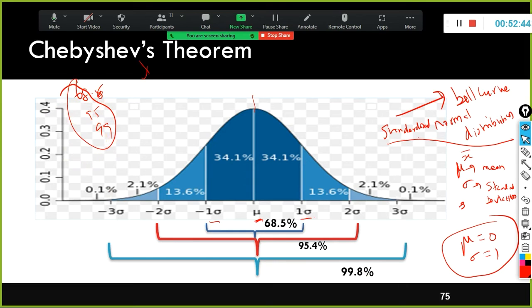Okay. So Chebyshev's theorem says 68% of the data set values, or the observations, lie between plus 1 sigma and minus 1 sigma. 95% of the data set lies between plus 2 sigma and minus 2 sigma. Fine. So what is the business application? When will I use this in reality?